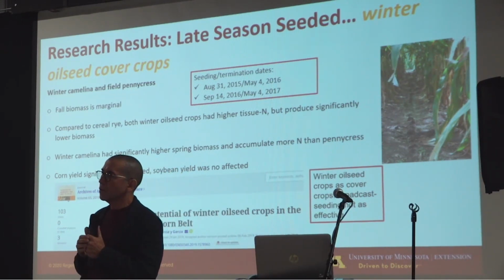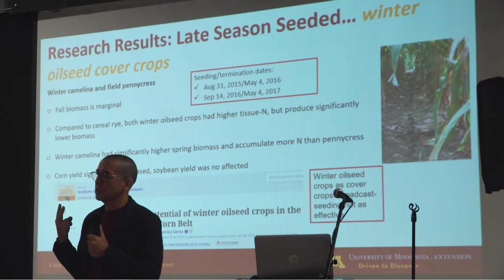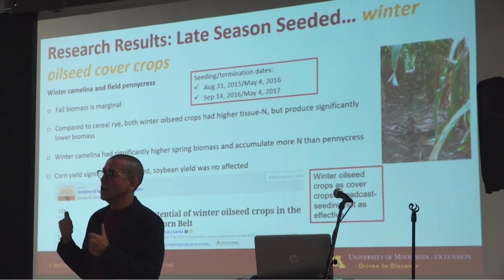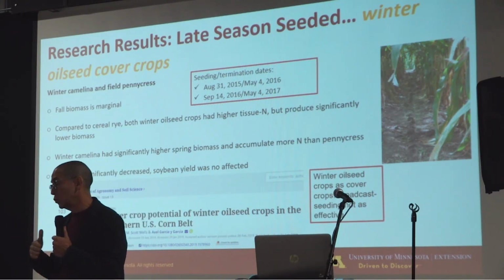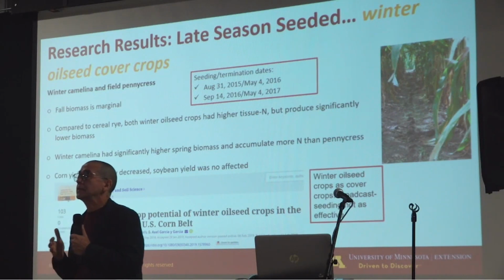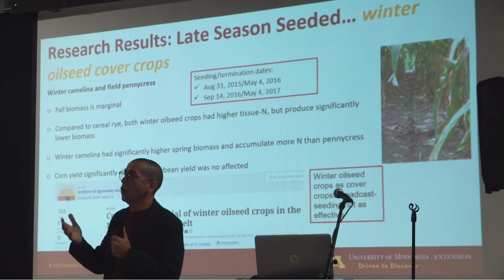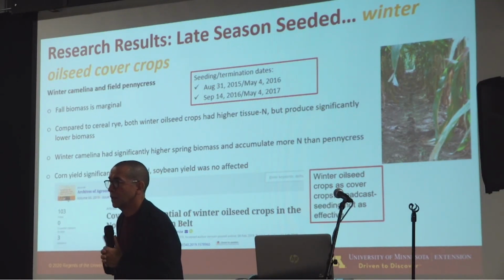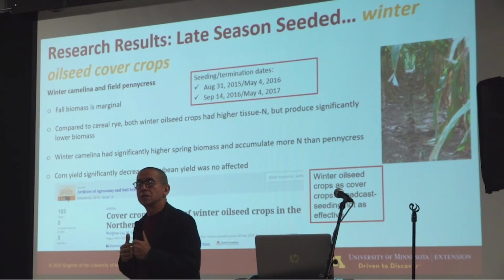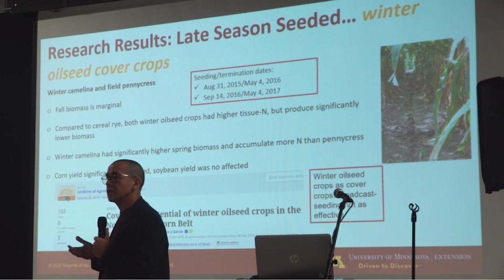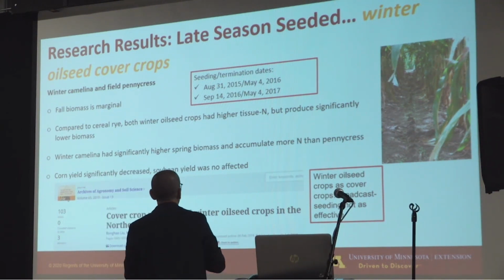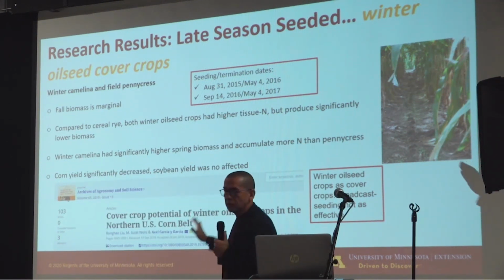And the problem with broadcast seeding is that you have to fulfill at least 2 things when you broadcast. The one is that you have to have much more seed than you usually do if you drill. And the other is that you hope that it will rain, but not too much. If it rains too much, seeds may just get washed out, and the establishment is not going to be good. Anyway, so that was the result of this study.